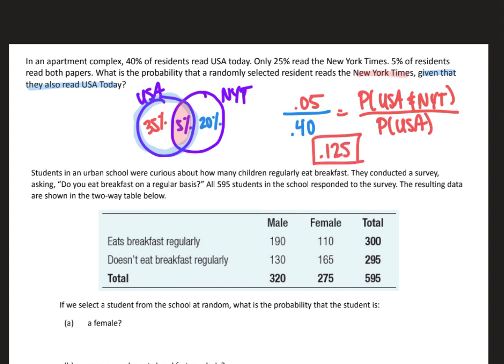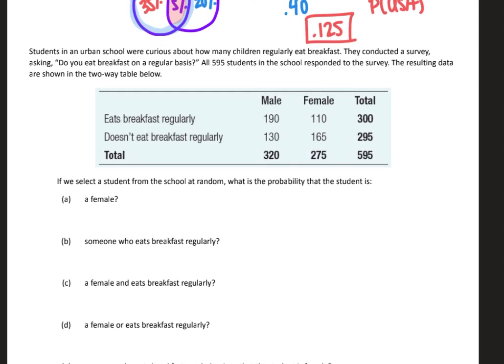So you can also use conditional probability when working with tables. So here we have what's called a two-way table, and it's called a two-way table because we have two different variables we're looking at. We're looking at a school, people who eat breakfast regularly and people who don't eat breakfast regularly. And then we're breaking that apart by males versus females. So in this school, there's 595 people. We have the totals for people who eat breakfast and don't eat breakfast, and the same thing for male and female. So the first question says, if we select a student from the school at random, what's the probability that the student is a female?